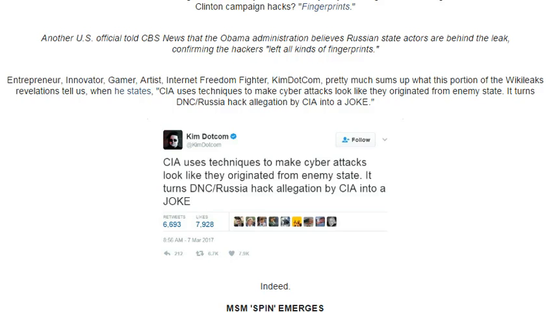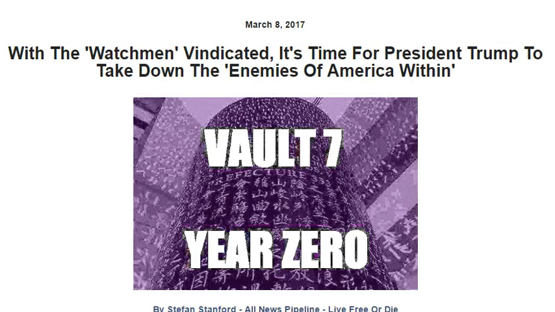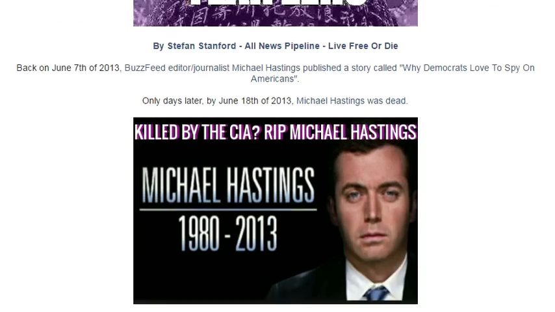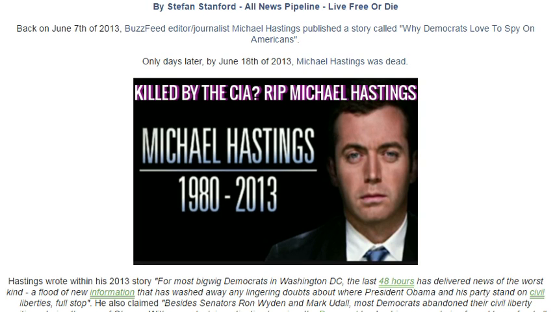Okay, one second. We're going to go over to the other piece. Stefan titled this piece, "With the Watchman Vindicated, it's time for President Trump to take down the enemies of America within." The CIA definitely needs to be taken down. This deals with Michael Hastings. Back on June 7, 2013, BuzzFeed editor journalist Michael Hastings published a story called "Why Democrats Love to Spy on Americans." Days later, June 18th, he was dead.